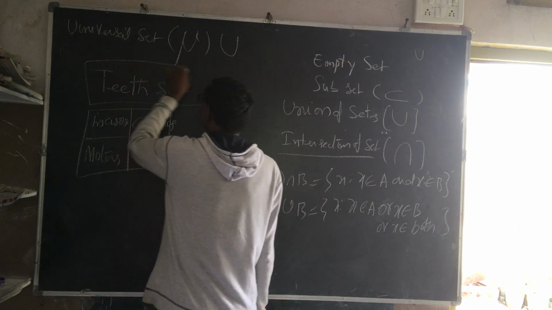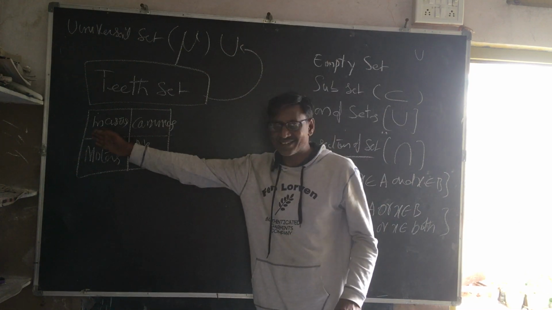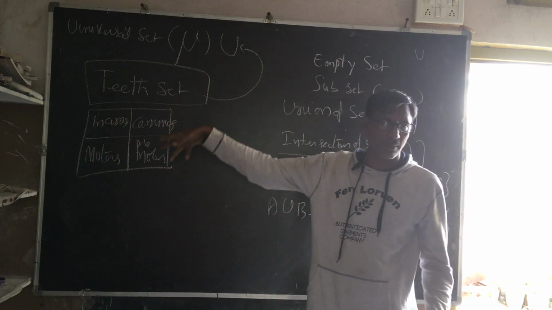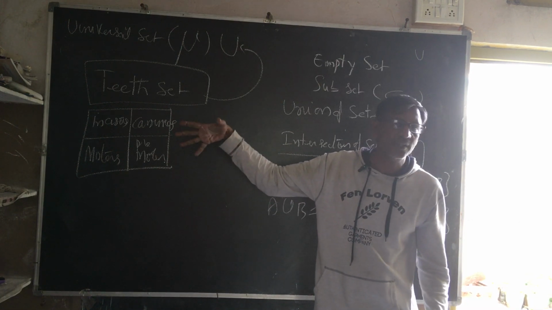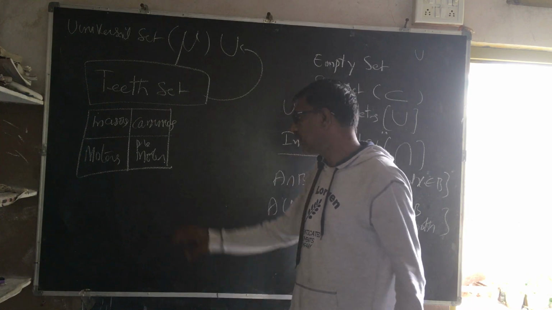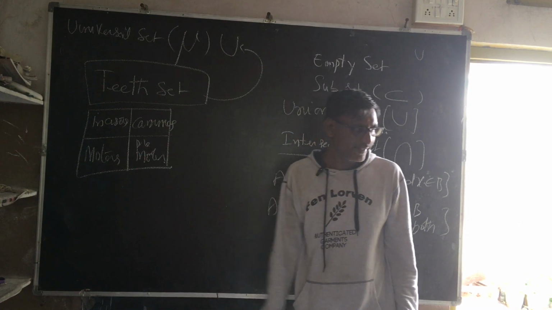Teeth set is a big set, that is the universal set. All incisors, molars or premolars are coming from my teeth set. Therefore, teeth set is a what? Universal set. These are all subsets of this. These are all coming from the teeth set, right?